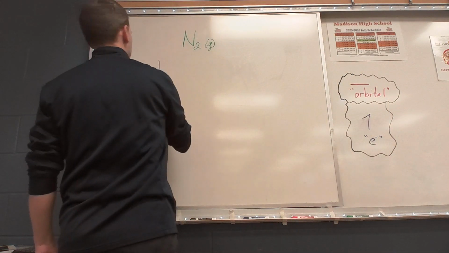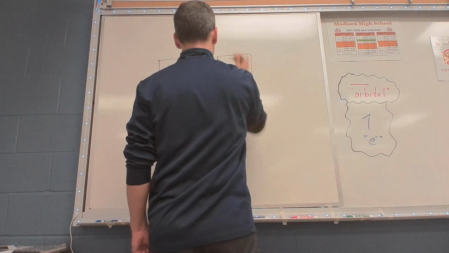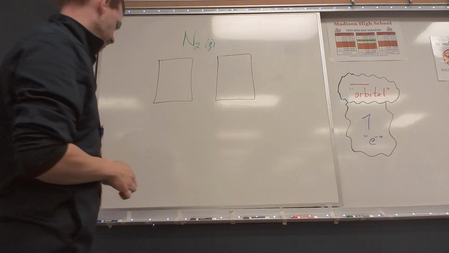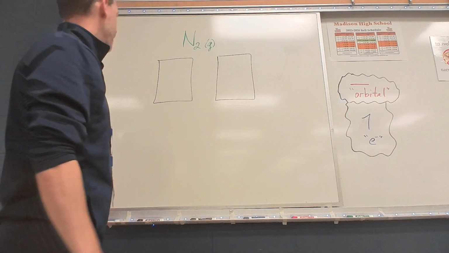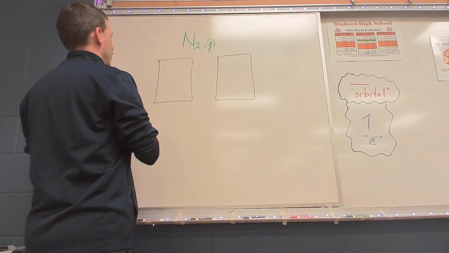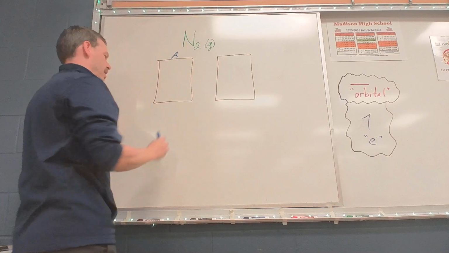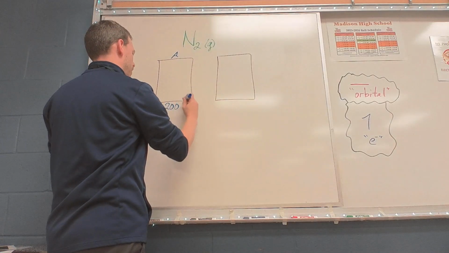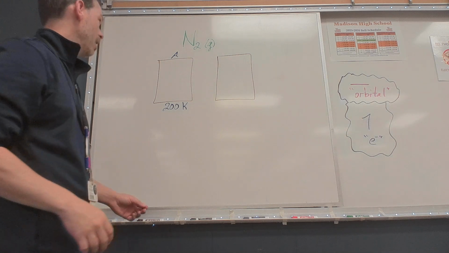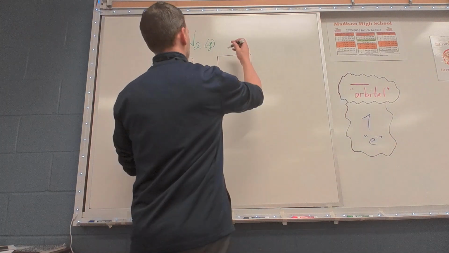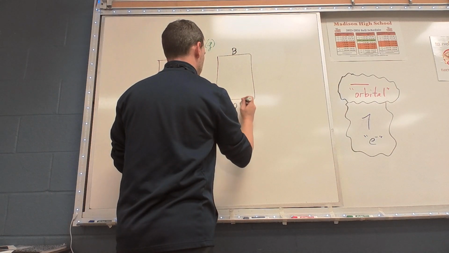I'm going to trap 2 samples of nitrogen gas. My first sample is going to be sample A at 200 degrees Kelvin. The second sample, we're going to call sample B at 300 degrees Kelvin.